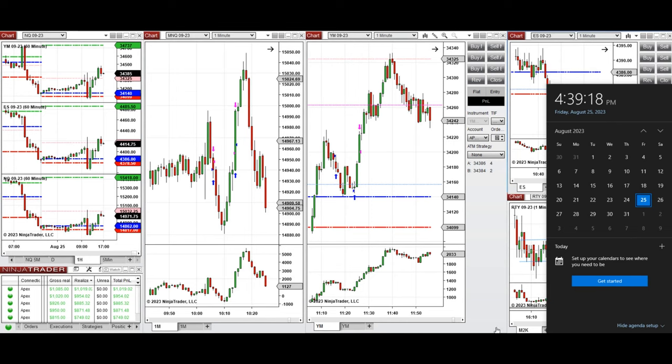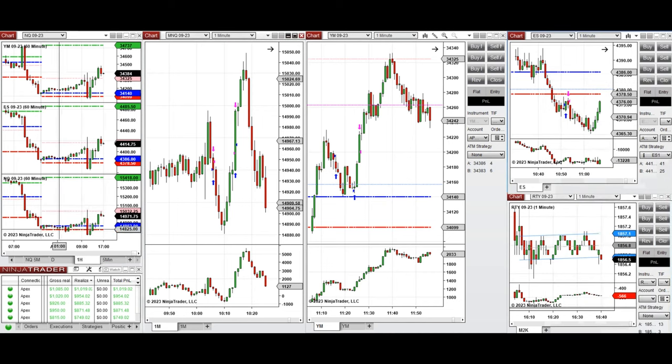Hello everyone. I'd like to share with you the trades that I have taken today on Friday, 25th of August, 2023. These trades were taken on Nasdaq, on Dow Jones, and S&P 500 futures. If you look at the macro charts of 1 hour, we see that the price was fluctuating around the previous day low and close on all E-minis, and during the London session it started to go up.